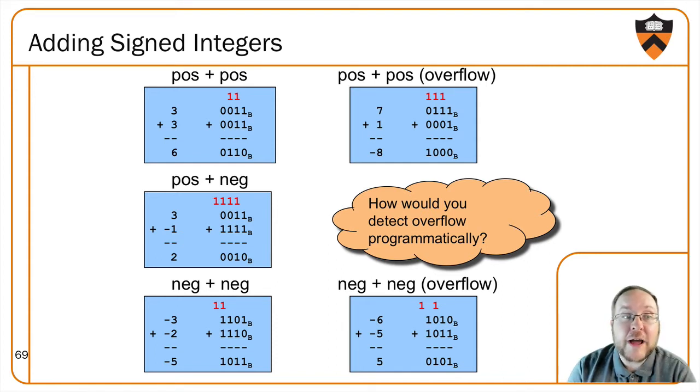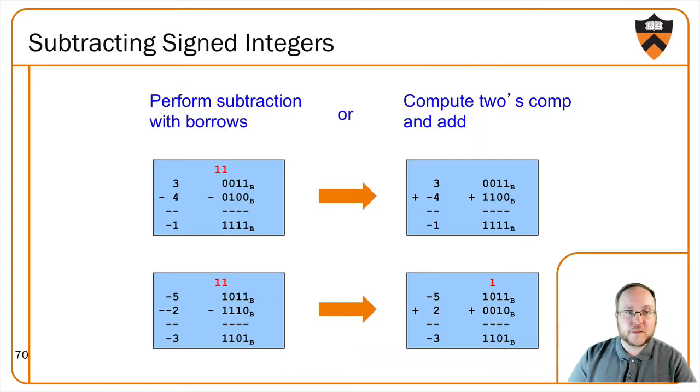So our answer for how to detect overflow programmatically is if the signs of the addends are the same and the sign of the result is different. So if you add two positives and you get a negative, for example, that's overflow. For subtraction, it's similar. We have two options. We can perform our customary subtraction algorithm with borrowing, or we can transform the second operand to its 2's complement value and add. Since subtracting a positive is the same as adding a negative, and subtracting a negative is the same as adding a positive.